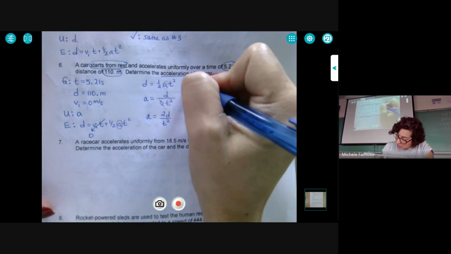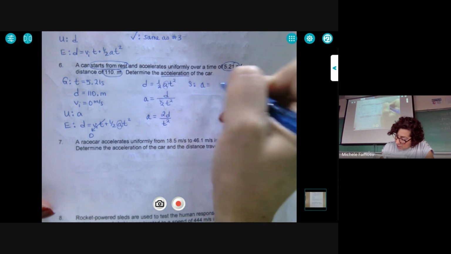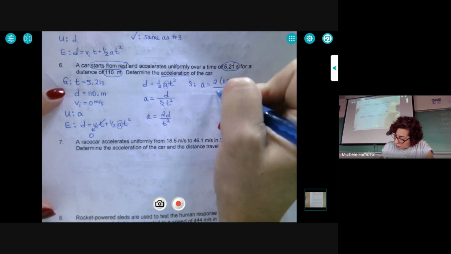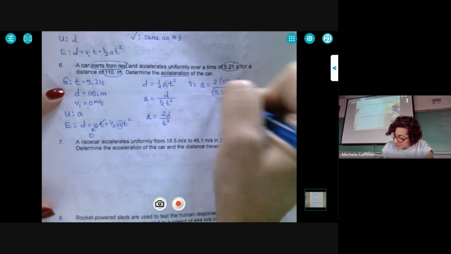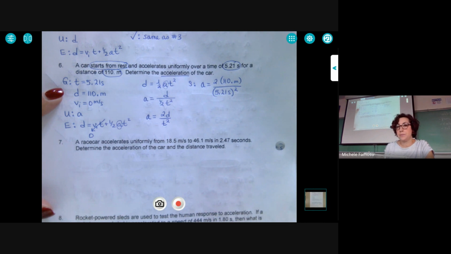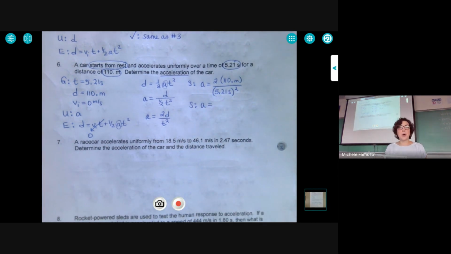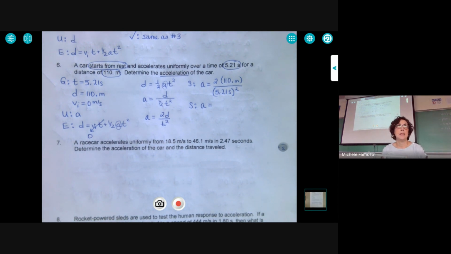Let's now go ahead and do our substitution with units. So a is 2 times 110 meters over 5.21 seconds, and that quantity must get squared. Now we're going to go to the calculator and work that out with proper units, sig figs, and direction because acceleration is a vector. Addie, do you think you have it?